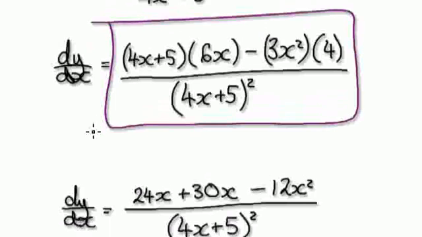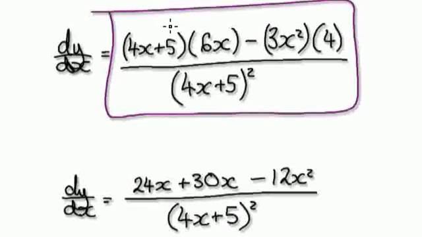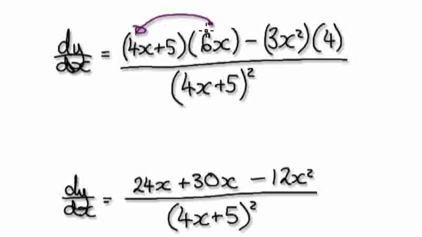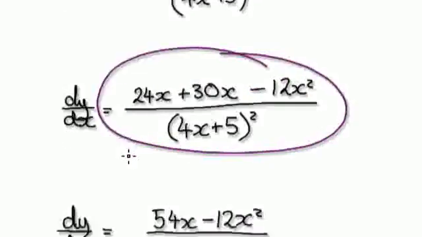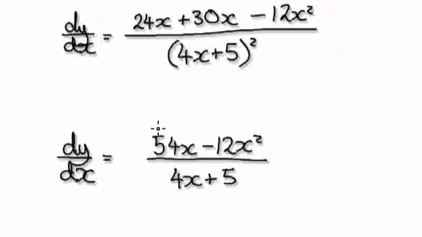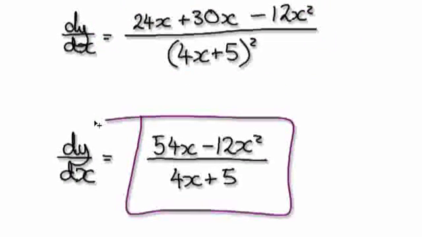Now it's just a matter of tidying up. So remember, it's this times this, this times this, and then this times this here. So it will give you this, and so dy by dx is given by this here.